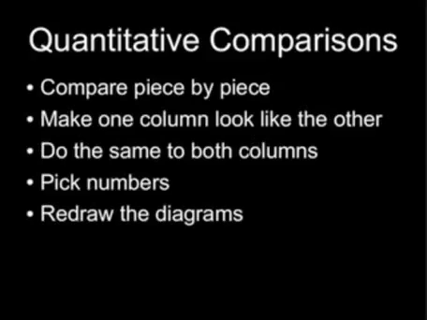There are a few approaches that we can use when solving quantitative comparison problems. We can try to compare piece by piece. We can make one column look like the other, like we did in the previous example. We can try to do the same operations to both columns. We can pick numbers to compare values. And if we have diagrams, we can redraw them to fix the scale.